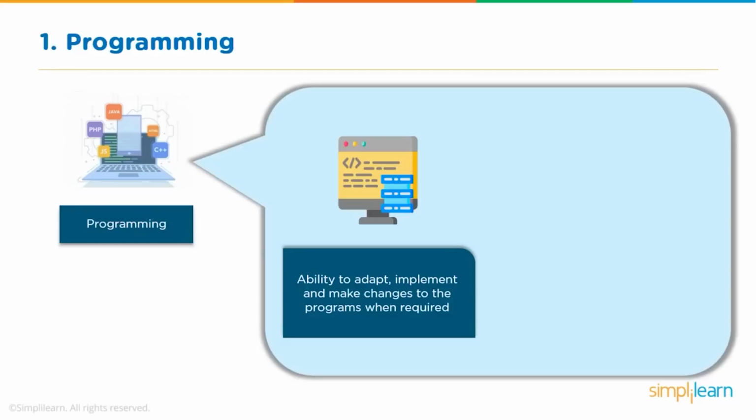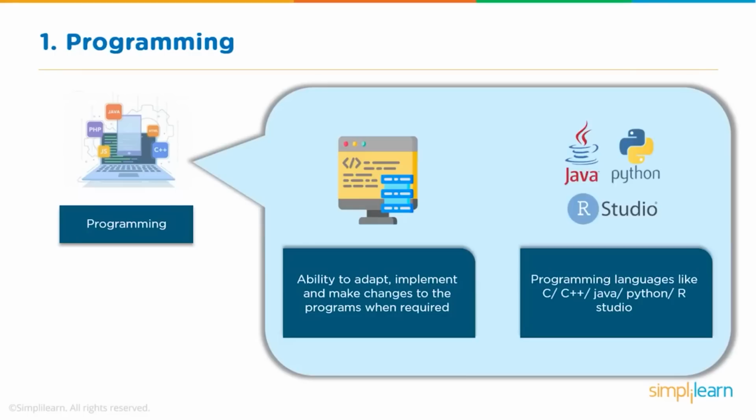So let's take a look at programming. Programming: ability to adapt, implement, and make changes to the programs when required. Programming languages like C, C++, Java, Python, RStudio. I didn't mention R before because that's also one of the big data science programs that are out there. And again, right now Python just topped the chart. RStudio for data science, Java's way up there. Any of these are really hardcore.